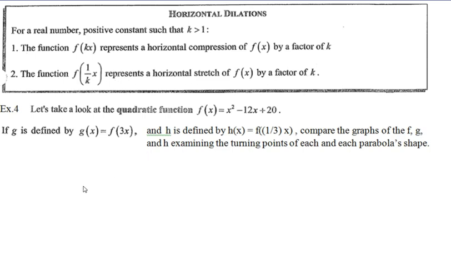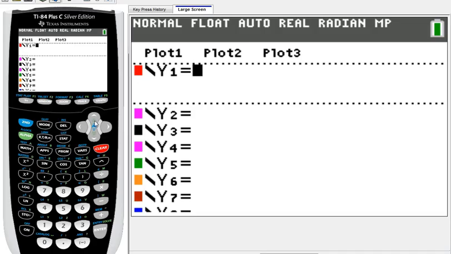And let's check that out. We're going to look specifically at this function. We're going to explore it with the calculator. So x squared minus 12x plus 20. All right, so I'll try to speed this up a little bit so you don't get bored.